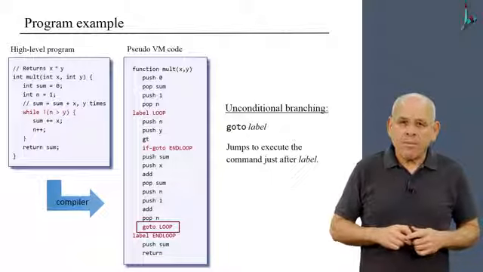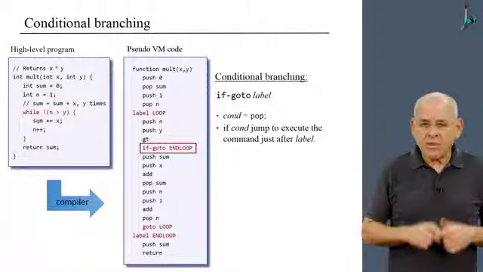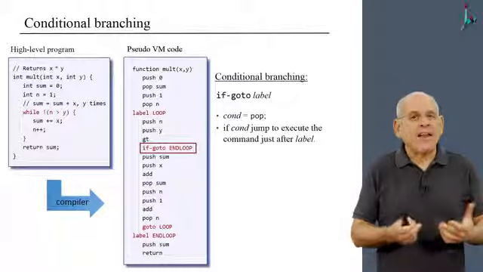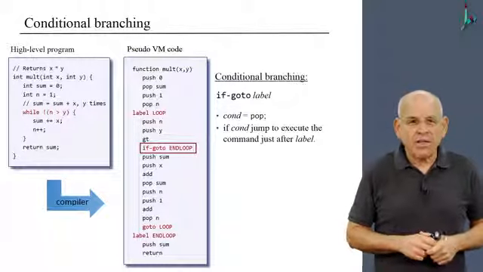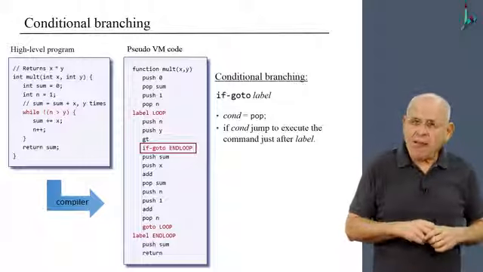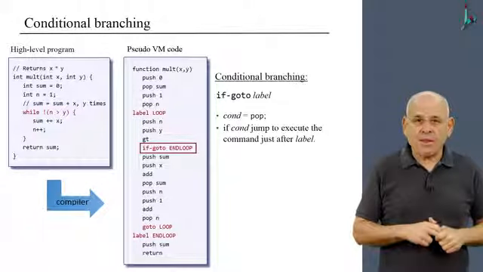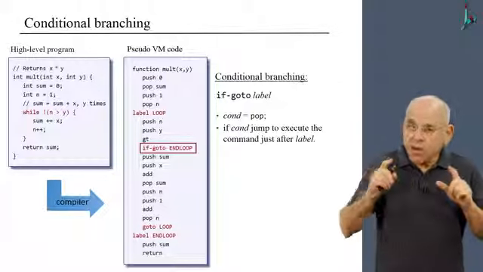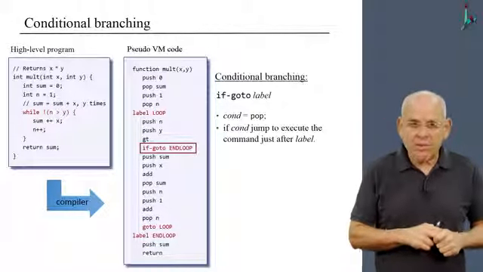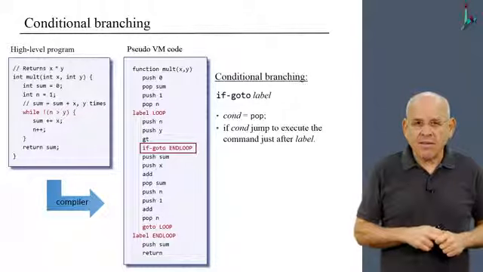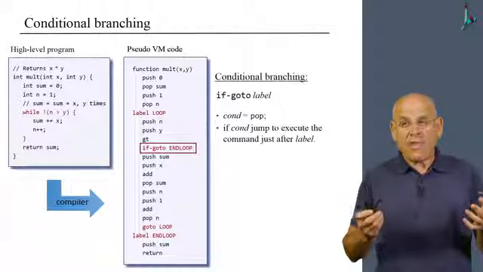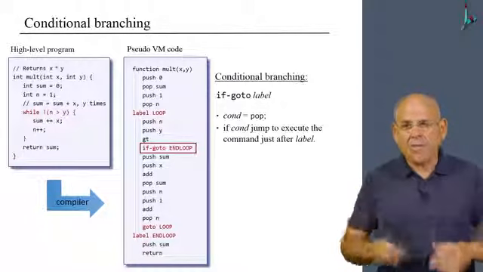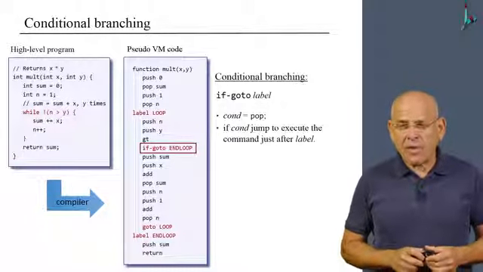All right, moving along, what about conditional branching? Conditional branching is more interesting because it depends on evaluating the truth value of some condition. So if we go back to the high-level code, we see that we had a condition there. The condition was, as long as it is not true that n is greater than y, do this and that, right? So what we have here is the command if-goto end loop. That's what the compiler has generated.